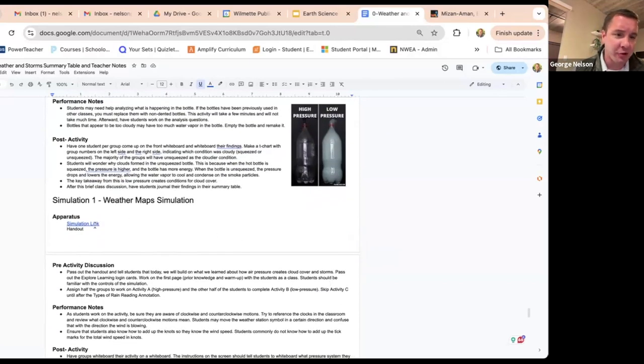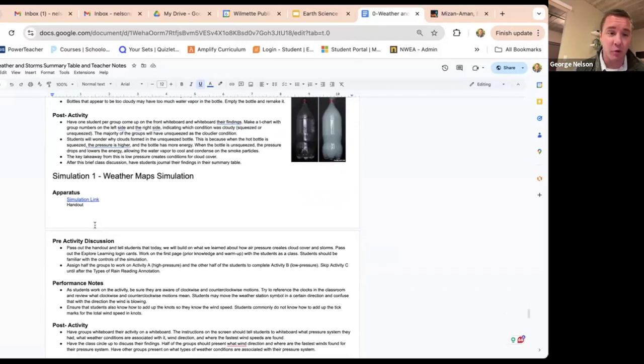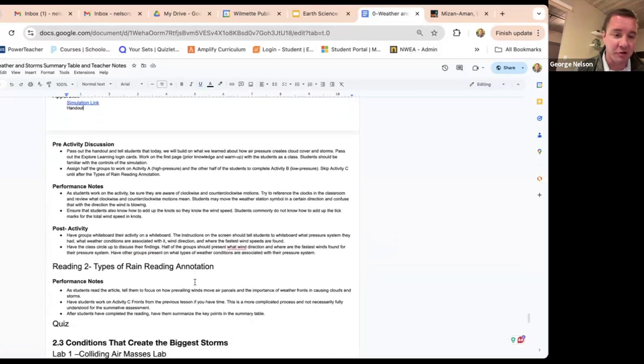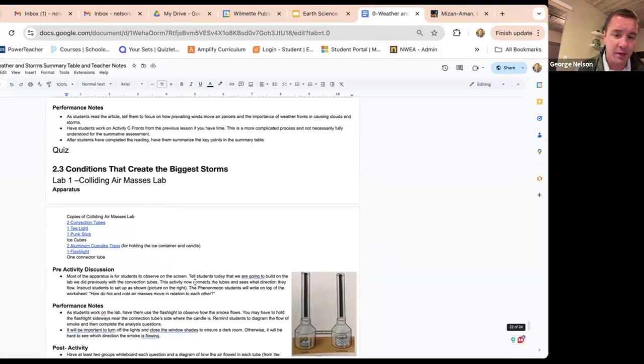They start doing a simulation where they use high pressure and low pressure and see where it's cloudy. This is a Gizmos one. Again, it's a paid subscription though. I'm not sure if you don't have that, how else you could supplement that. There's obviously free worksheets and things out there, but yeah.